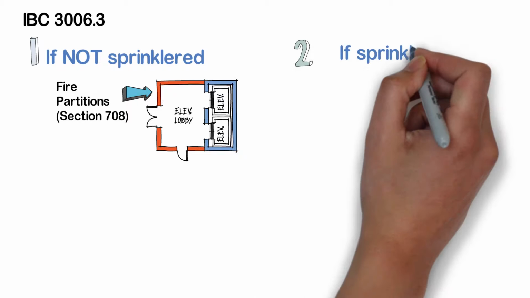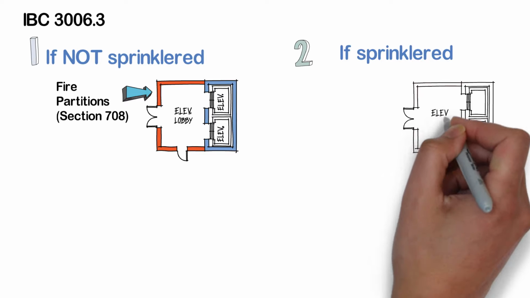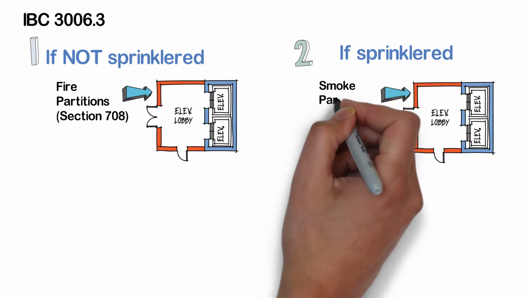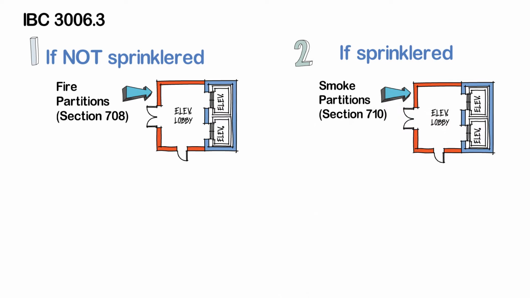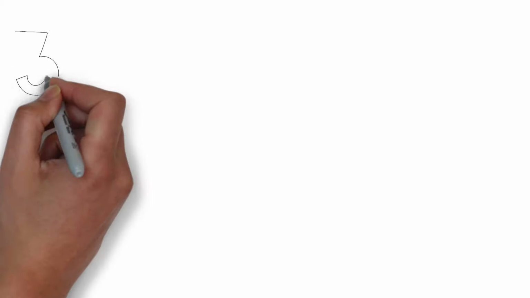Option number two, if the building is sprinklered, the elevator hoistway needs to be protected with an elevator lobby, and the lobby must be enclosed and may be built with smoke partitions, per IBC Section 710. For both options, any opening and penetration also has to be rated.